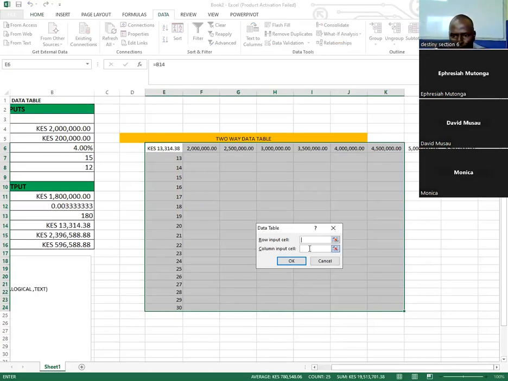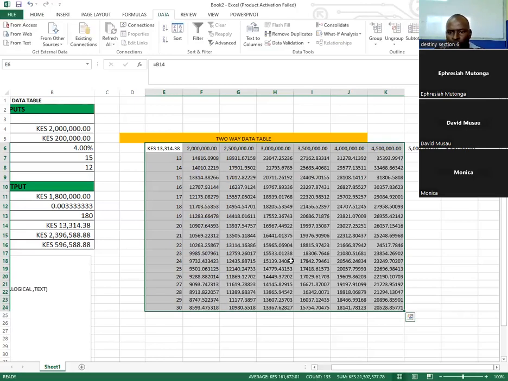So let me start with the column input. The column input, I will select the years. And then the row input, I will select the 2 million like that. And then you click OK, and then wow, like that. It is as simple as that. It is so simple.